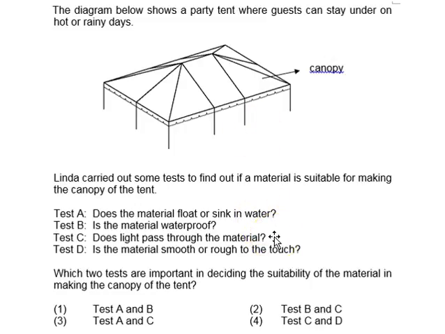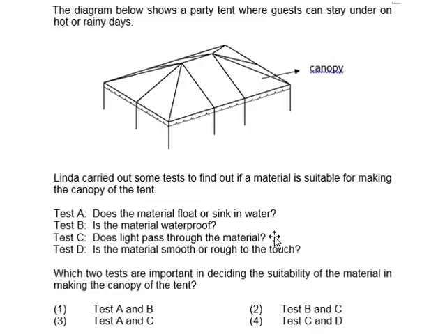Test C: does light pass through the material? Again, the reason why we have a tent is to protect the guests from very strong sunlight. Imagine in the hot afternoon sun, if the canopy allows light to pass through, then the people under the tent would be subjected to the hot afternoon sun, and that's not the reason why we have the party tent. We would like to protect the guests from strong sunlight. So test C is important.